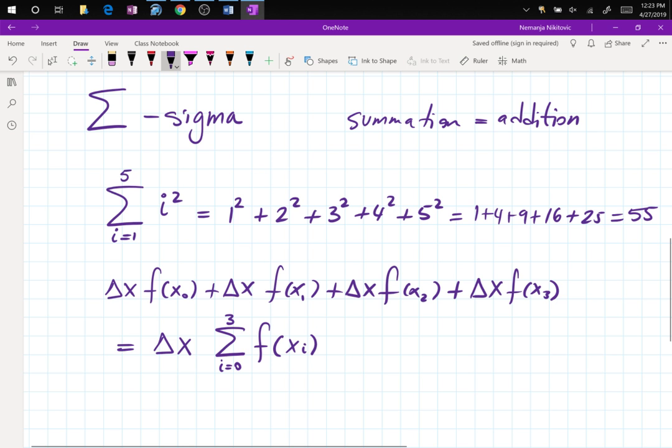So I is the counter which takes on all of the values from 0 to 3: 0, 1, 2, 3, and every time it switches the value for I, it creates a new term, and each term is added.